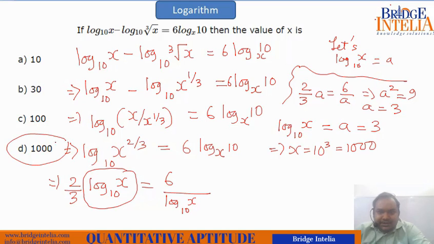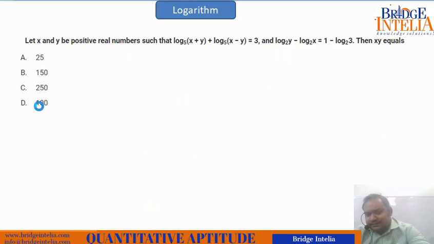In such a situation, I would insist that you try to substitute the options, because that comes very easy. If you substitute the options back, you can easily eliminate the wrong ones and filter in the correct one. Now let's see this one. Let's see what this question is all about.